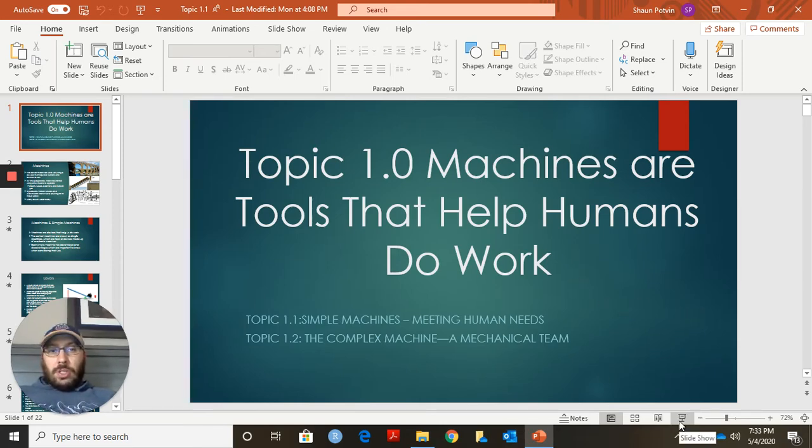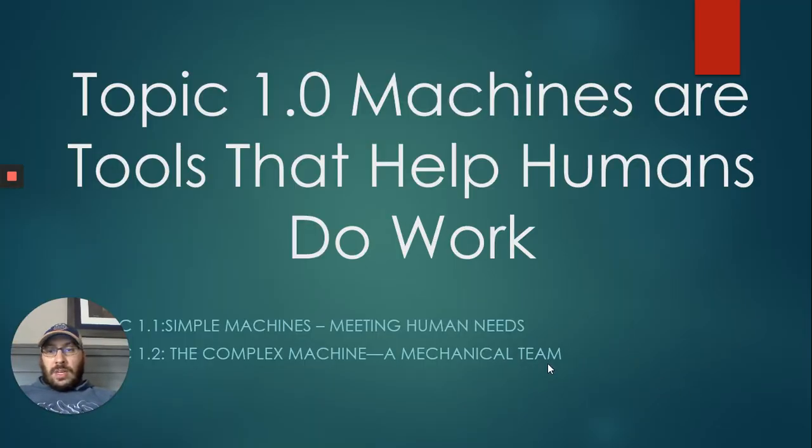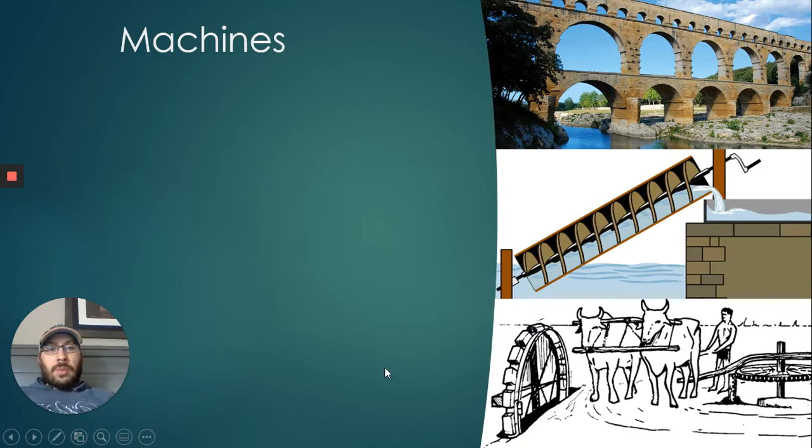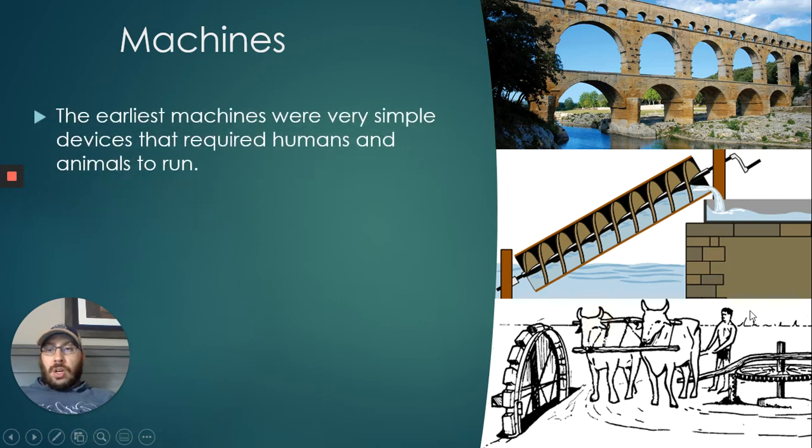I'm about to start topic one of Unit D, simple machines, or sorry, mechanical systems. Topic one covers machines are tools that help humans do work, and topic 1.1 will cover simple machines, while topic 1.2 will cover complex machines. We'll start by talking about what a machine is. We all know what machines are.